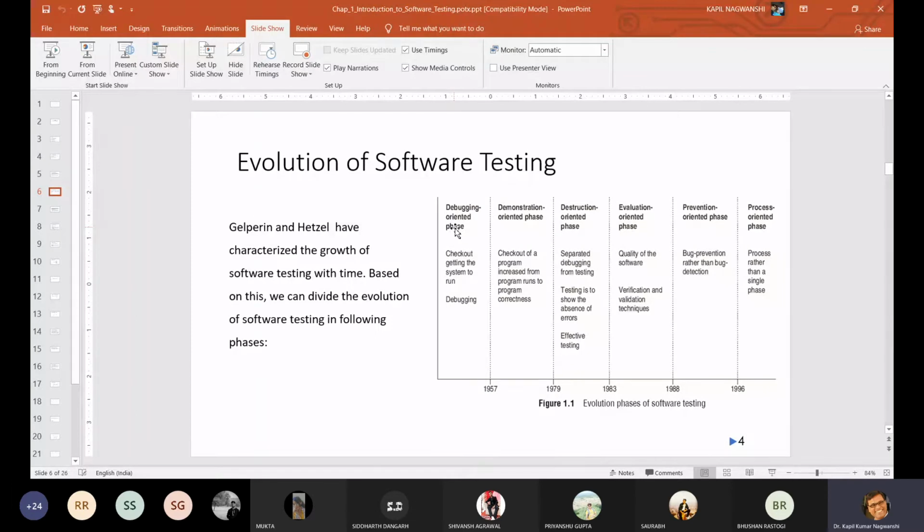Then come to the evaluation oriented phase, and it is associated with quality of the software. So kilo lines of code, kilo lines of errors, and different kinds of quality metrics were introduced during this time only. Verification and validation techniques are there.